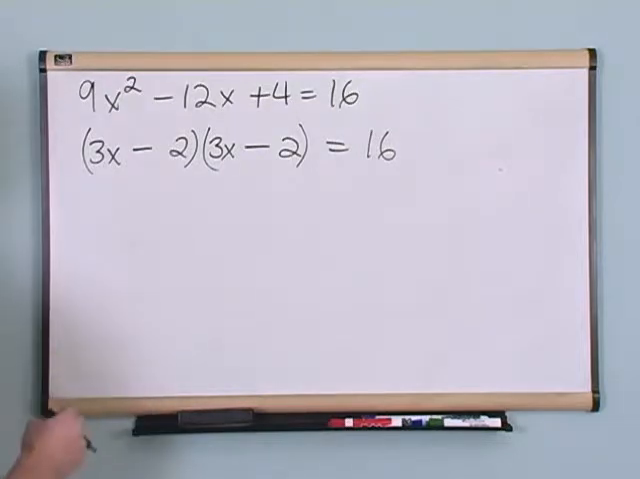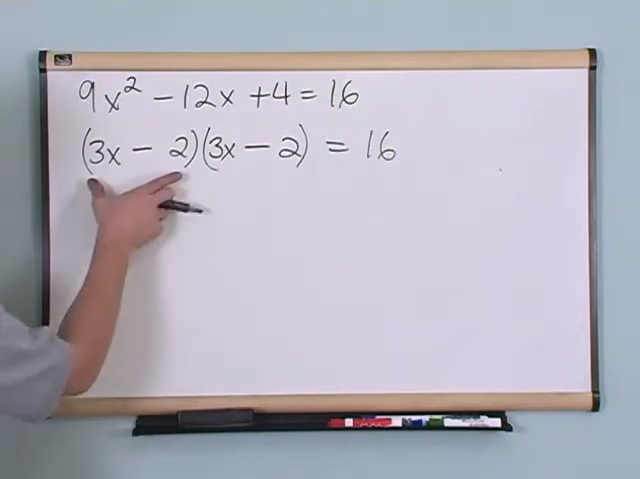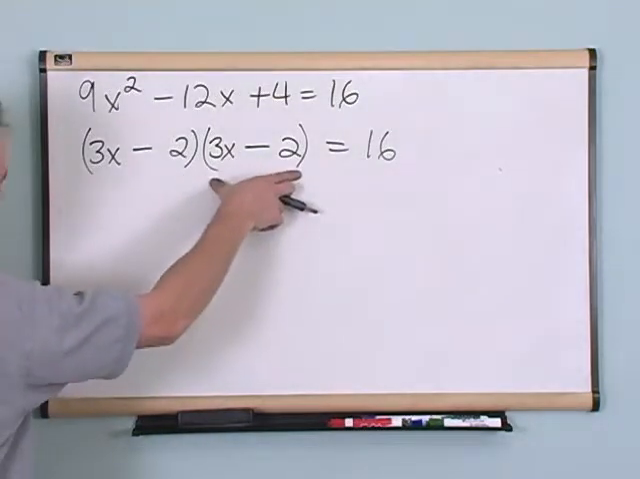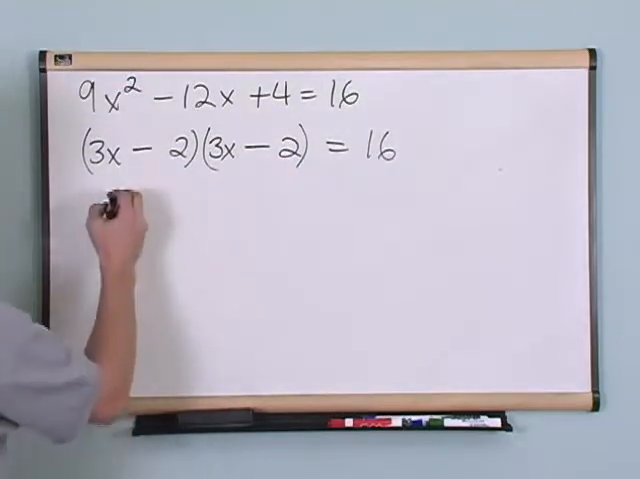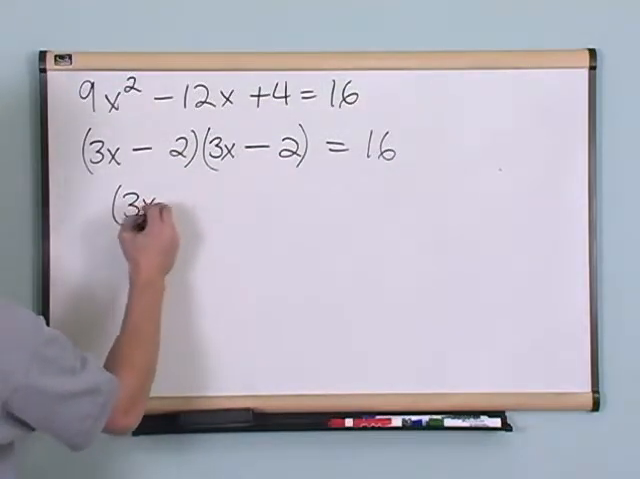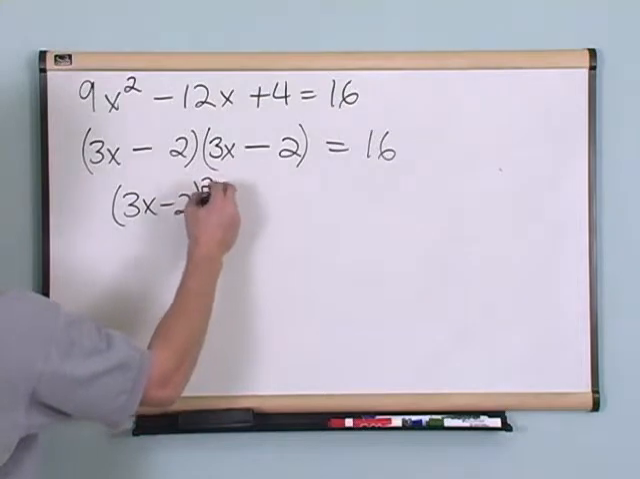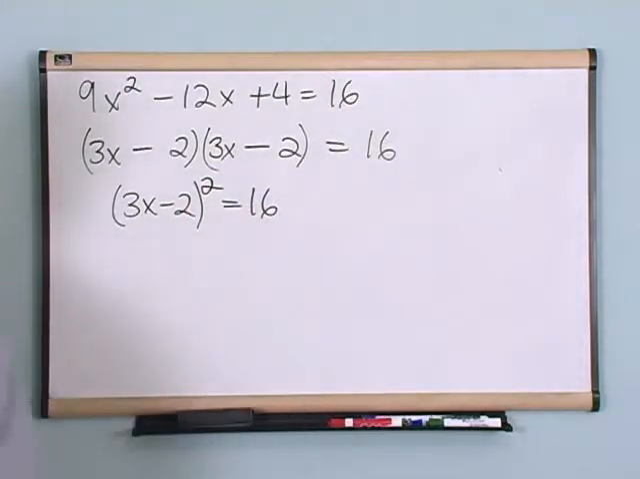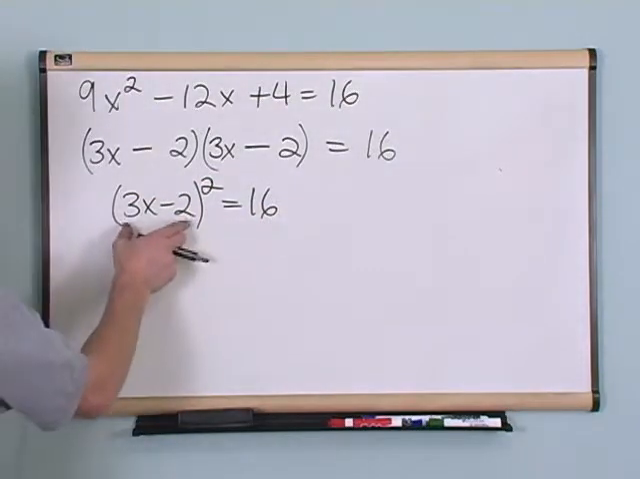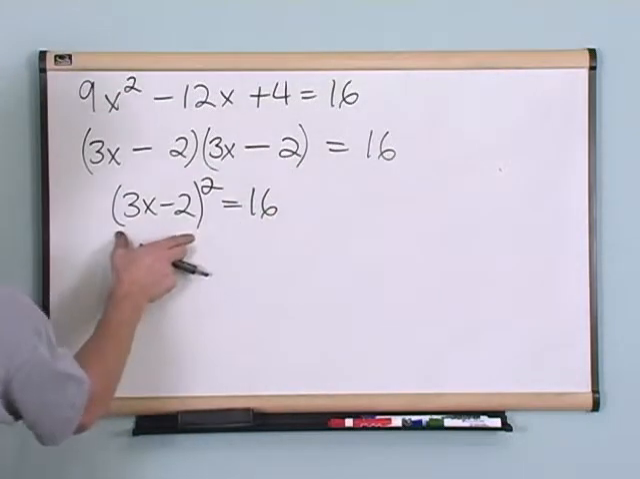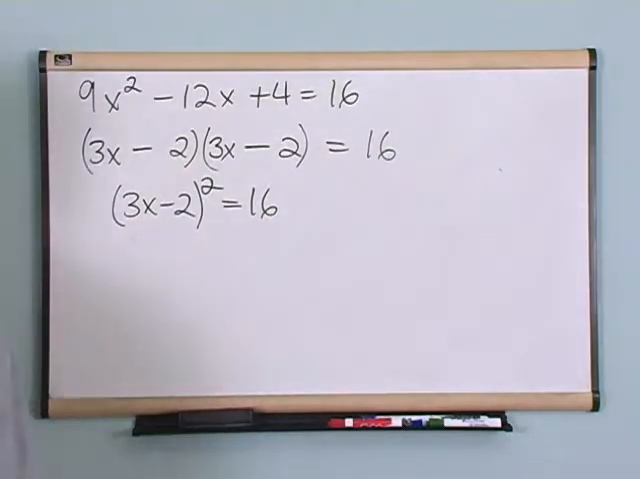Now, if I notice, this term is exactly the same as this term. So I can write that as 3x minus 2 squared equals 16. Because really, this times this is the definition of what a square is, so I can just simplify that there.